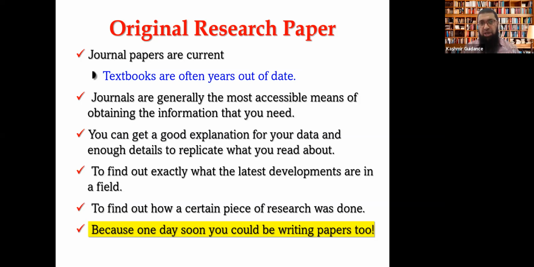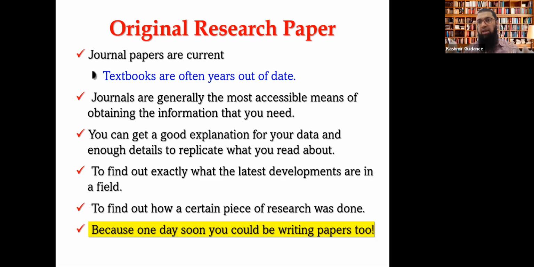Similarly, when you read an original research paper, you will get a good explanation for your data, because you need to understand how this data has been interpreted in the previously written article. And you will get enough details to replicate what you read about, because in your research, you have to follow the same methodology. You have to follow the same hypothesis, the same scientific methods. So in order to understand how they have written it, you can easily grasp the things. Similarly, you can find out exactly what the latest developments are in a field.